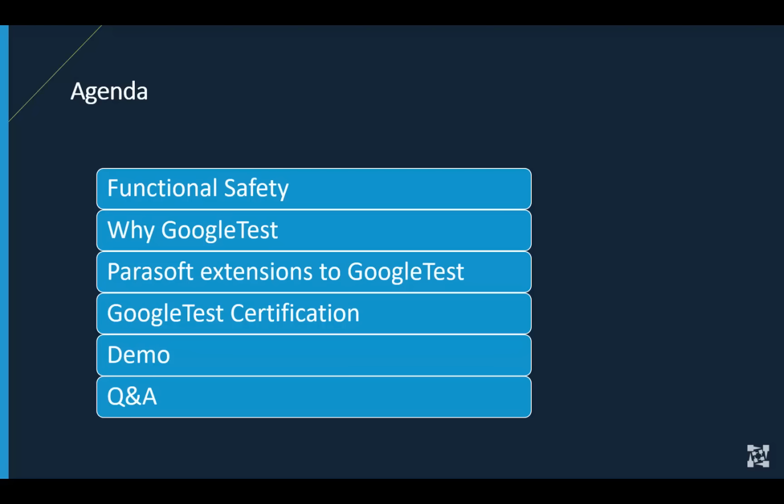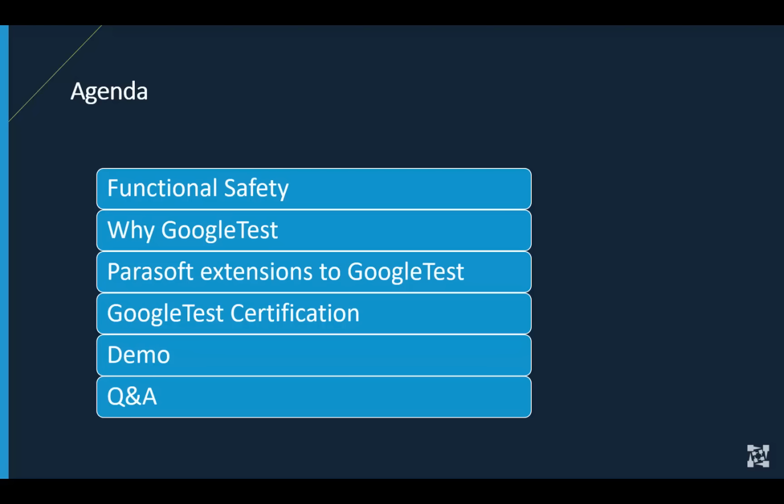First, I want to start with a very quick glimpse at functional safety and how unit testing relates to mandatory verification and validation requirements. I'll then jump right onto Google Test, what it is and why it's so popular, followed by extensions to Google Test that Parasoft provides. And this is related to compliance demands by functional safety standards.